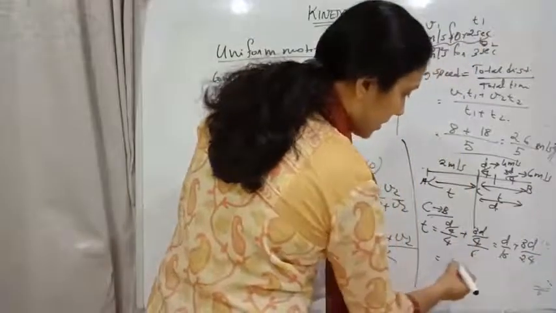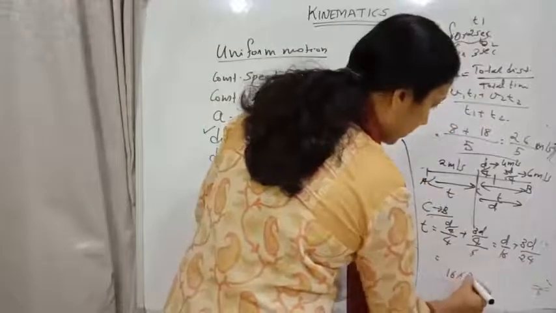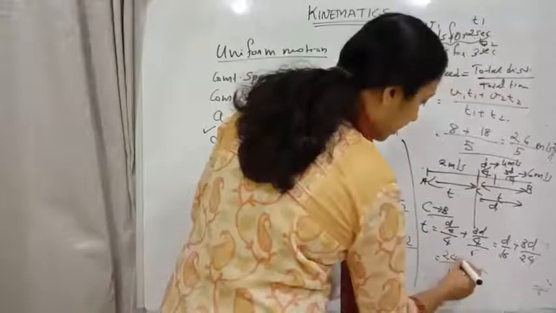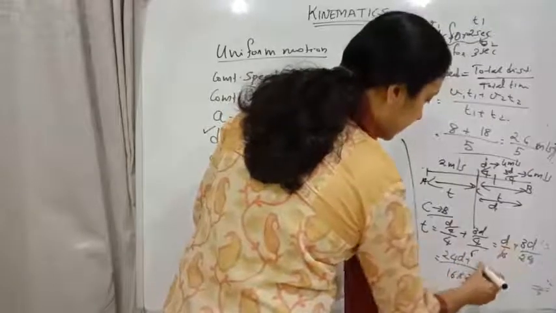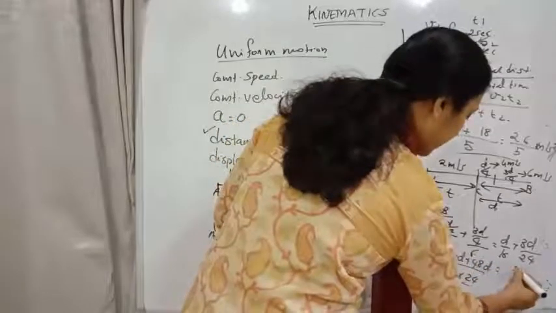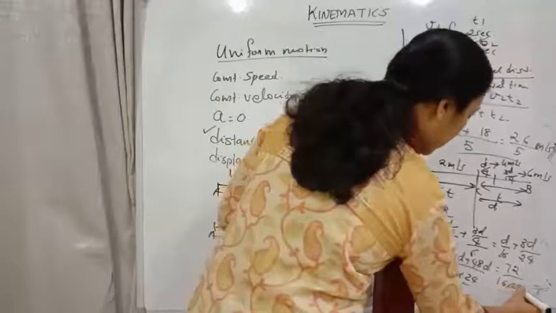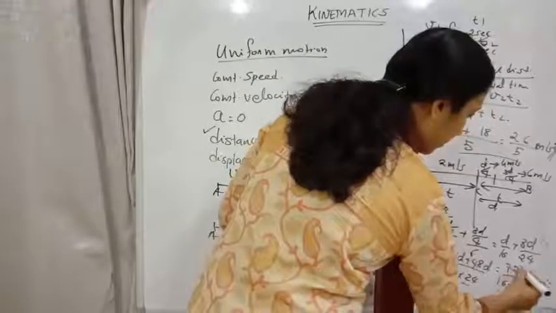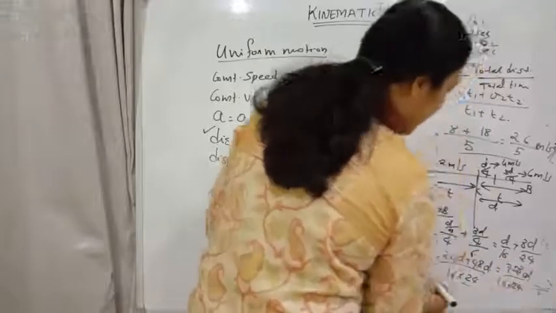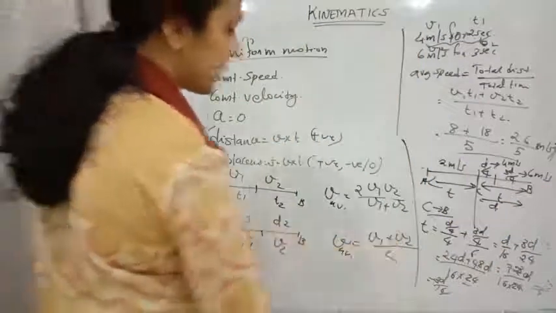Okay, clear? So while calculating this, we get 16 into 24, 24D plus 48D. Therefore 72D divided by 16 into 24. Okay, we will get it as 3D divided by 16. This will be the total time from this to this. So total time is 3D by 16.